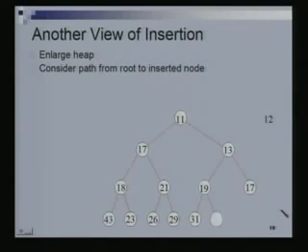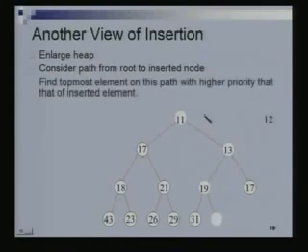Now, we consider the path from the root to the inserted node, which is this light colored path. This was the inserted node and we just go from this node to its parent and to its parent. This is the path from the root to the inserted node, and on this path we find the topmost element with priority higher than the priority of the inserted element. What are the nodes on this path? These 3 nodes have priorities 19, 13 and 11.